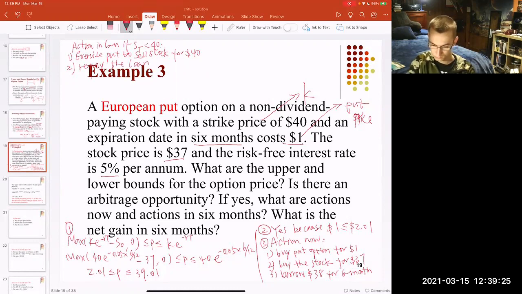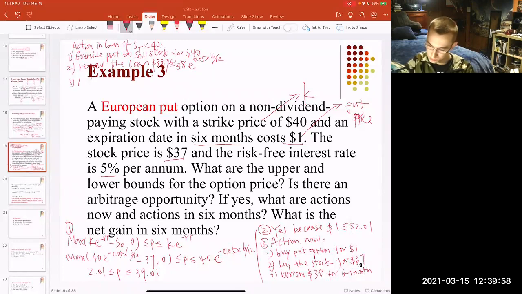The money you pay, the principal, we know the principal you borrowed is $38. So it's $38 with continuous compounding at 0.05 for 6 months. How much are you gonna pay? That's repaying the loan. $38.96. 38.96, good.